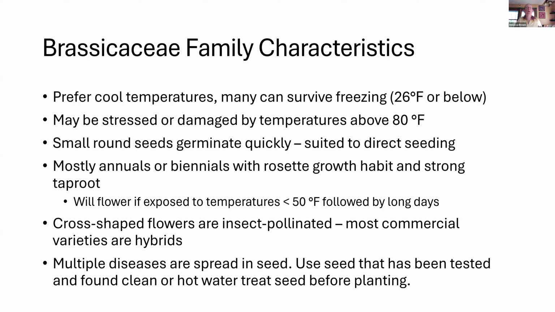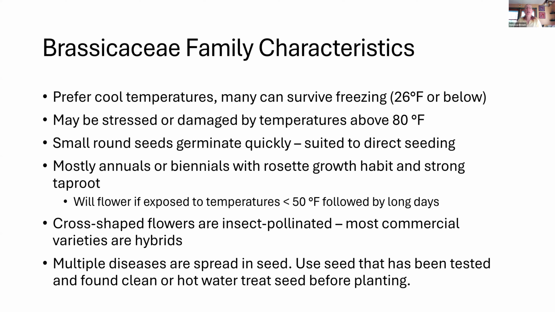They also, as is not surprising for a cool temperature crop, are susceptible to stress or damage by high temperatures. And this is particularly true for the ones where the part we eat is actually the floral organs. They have small round seeds, your typical mustard seed, and these germinate really quickly. We use brassicas a lot for microgreens and baby greens because of this rapid germination. And it also means that brassicas in general respond very well to direct seeding.